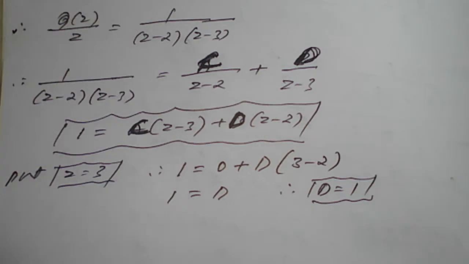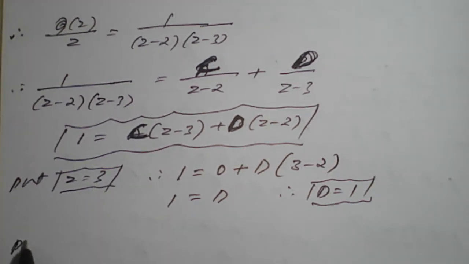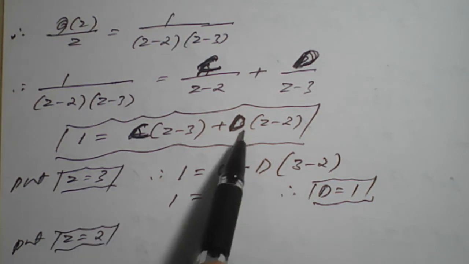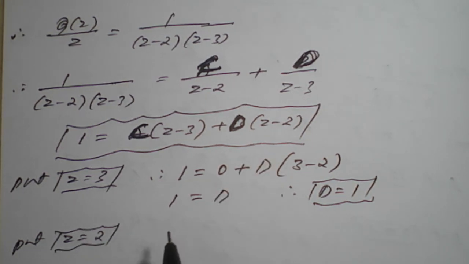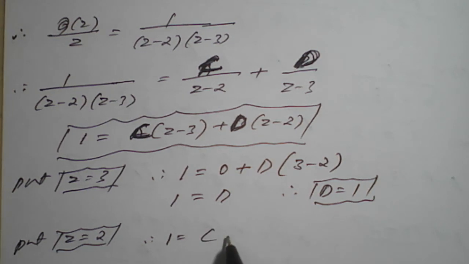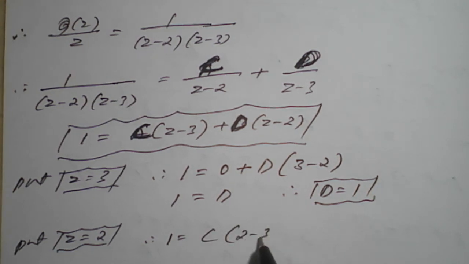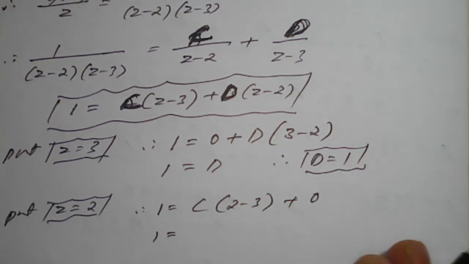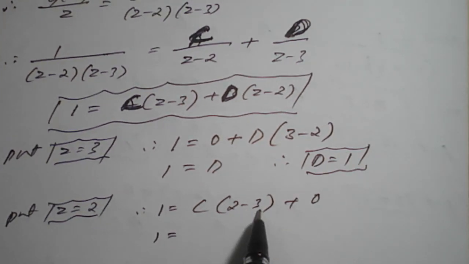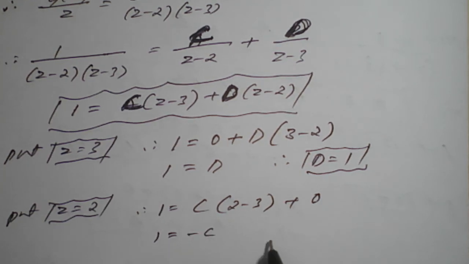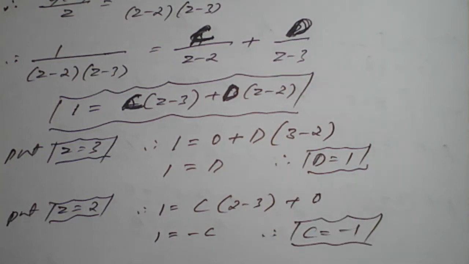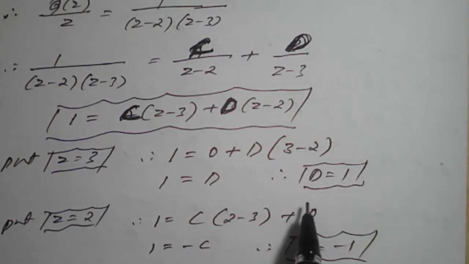Now we'll simplify. Put Z is equal to 2. 2 minus 2 is 0 here. Therefore 1 is equal to C into 2 minus 3 plus 0. So 2 minus 3 is nothing but minus 1. That minus 1 into C is what here? Minus C. So C is nothing but minus 1. So we have got the values of C and D.